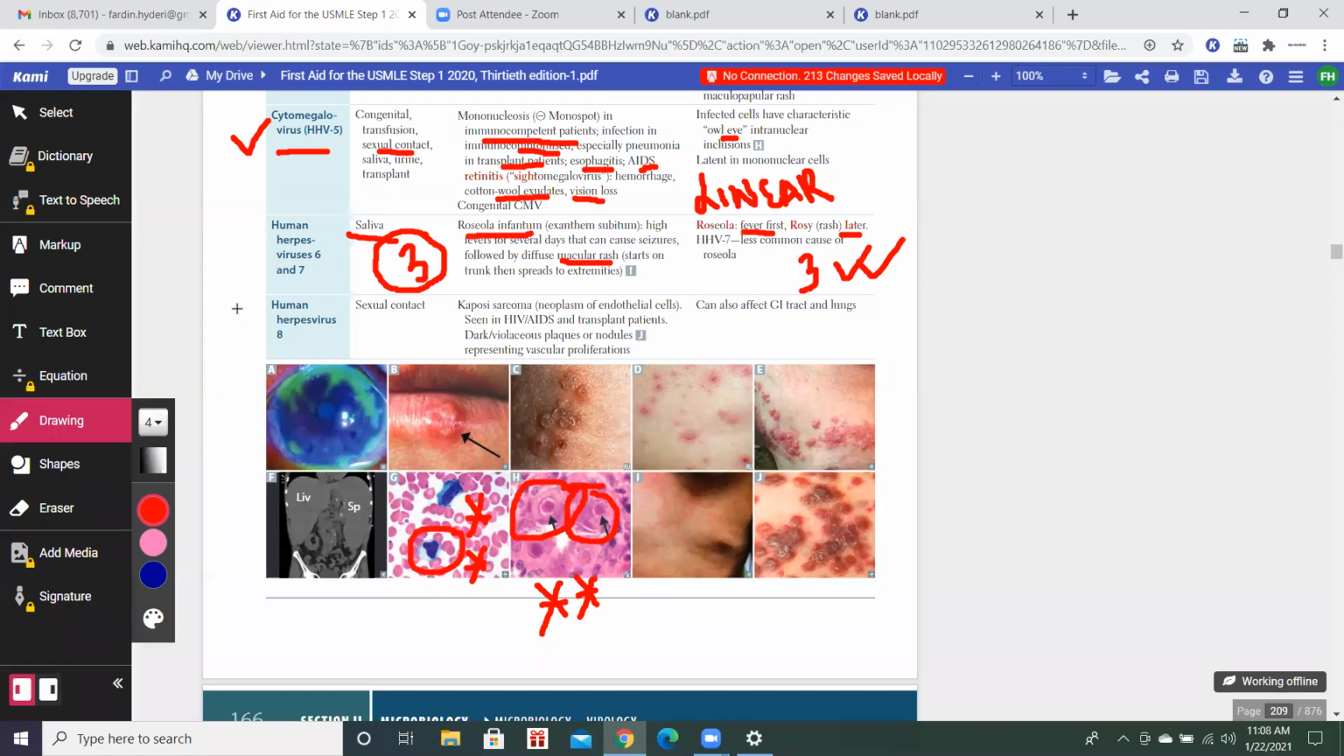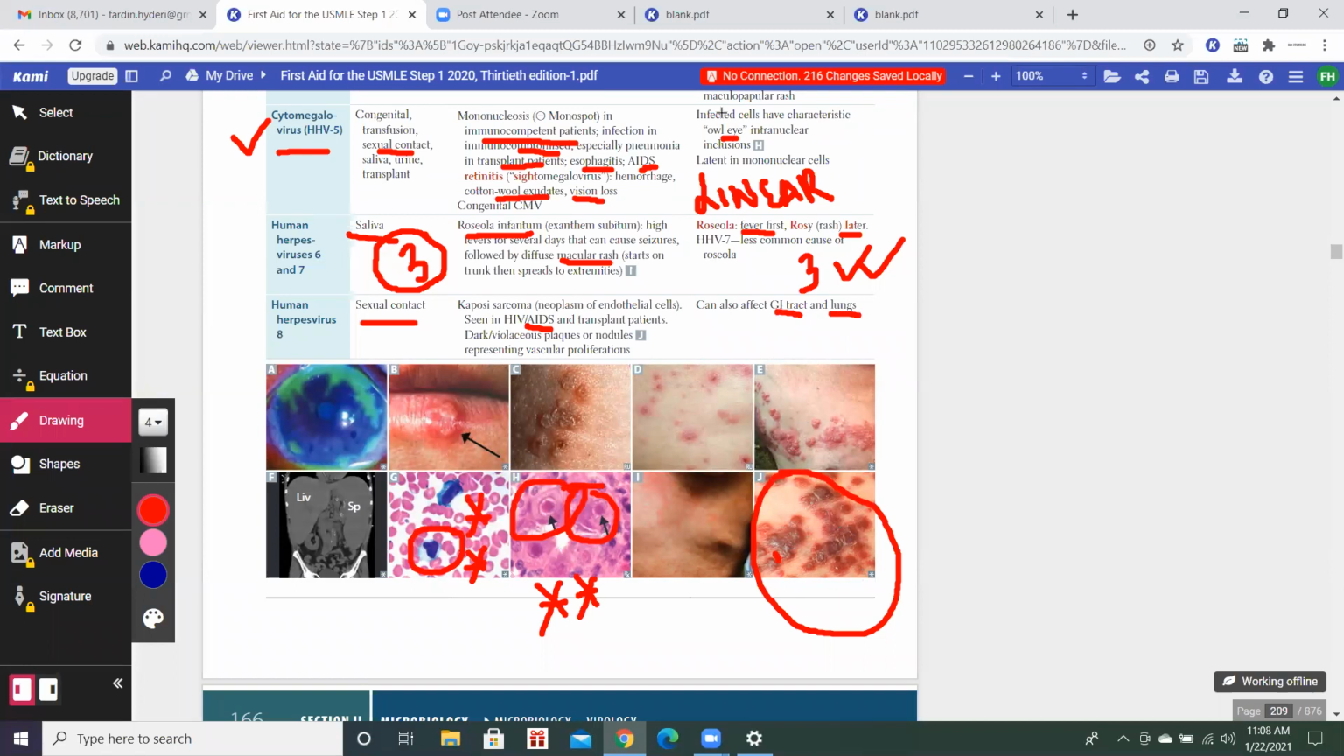Another one is HHV-8, which is responsible for causing Kaposi sarcoma. Kaposi sarcoma is this one over here. Okay, this is a neoplasm of endothelial cells seen in AIDS patient. And this is basically dark, violaceous plaques or nodules. And it represents angiogenesis, meaning vascular proliferation. It can also affect the GI tract and lungs if there's Kaposi sarcoma over there. This can result in extreme bleeding-like conditions.